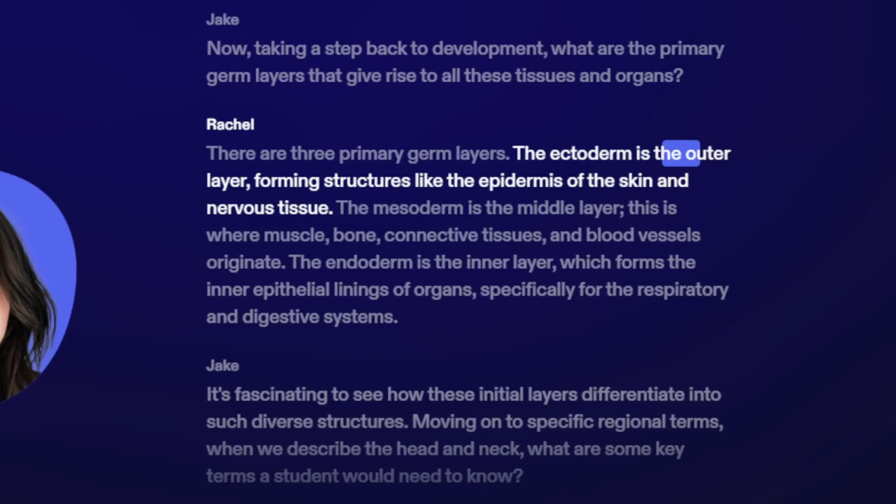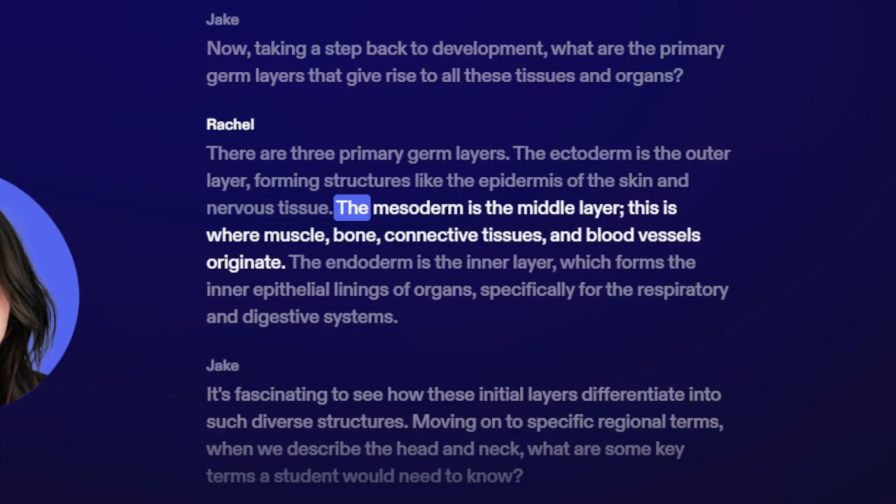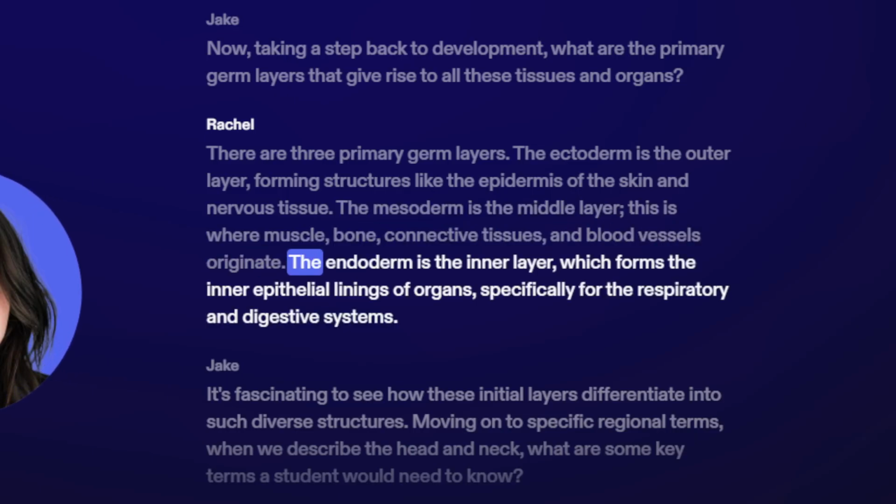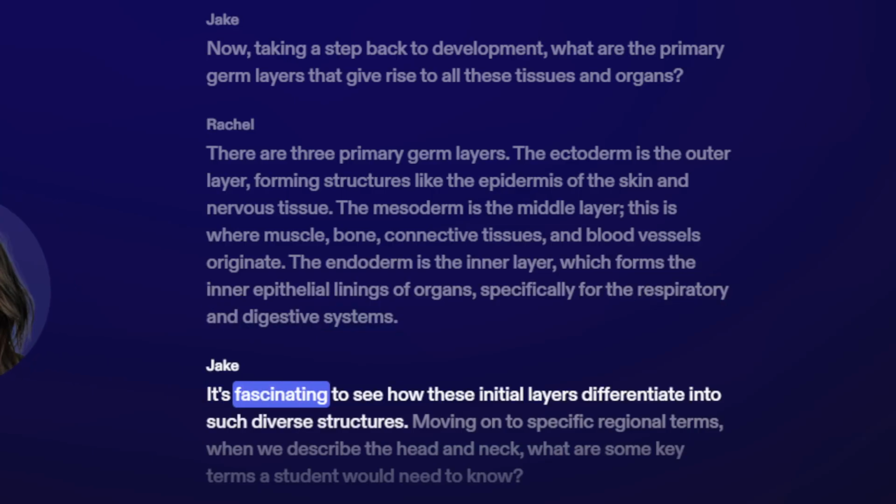The ectoderm is the outer layer, forming structures like the epidermis of the skin and nervous tissue. The mesoderm is the middle layer. This is where muscle, bone, connective tissues, and blood vessels originate. The endoderm is the inner layer, which forms the inner epithelial linings of organs, specifically for the respiratory and digestive systems. It's fascinating to see how these initial layers differentiate into such diverse structures.